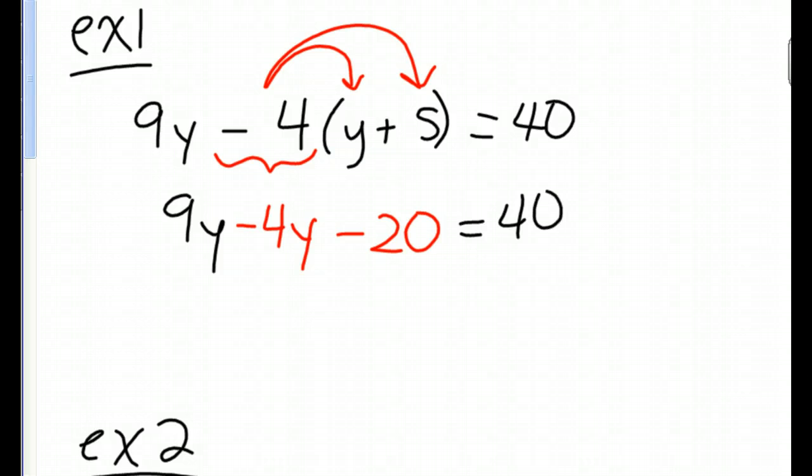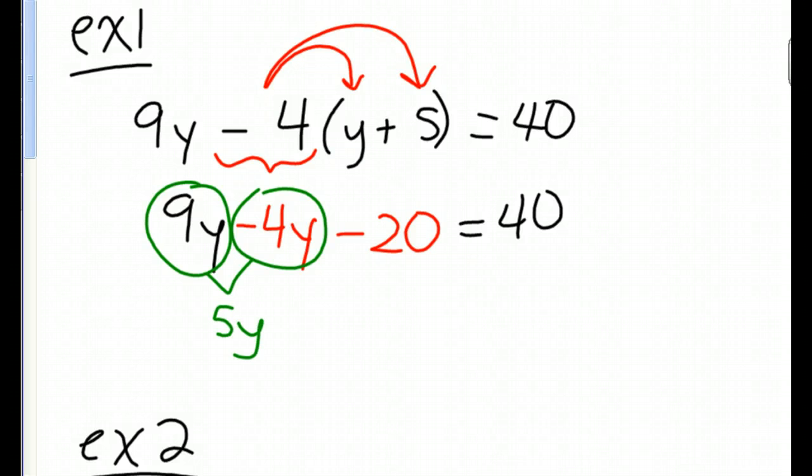Now what do we do? Well, now we do what we did on Monday's notes. We want to combine like terms. What are my like terms? My like terms are positive 9y and negative 4y. If we combine those, we get a 5y. We bring down our -20, and that equals 40.